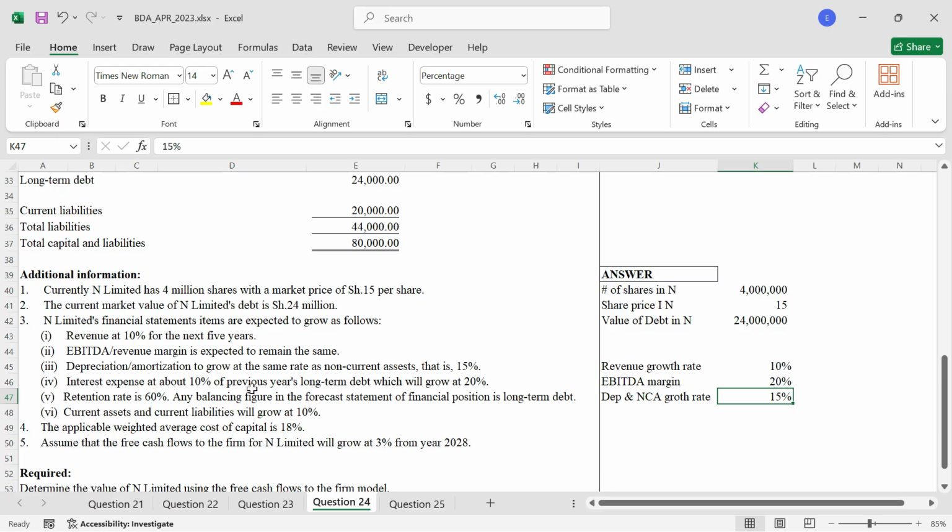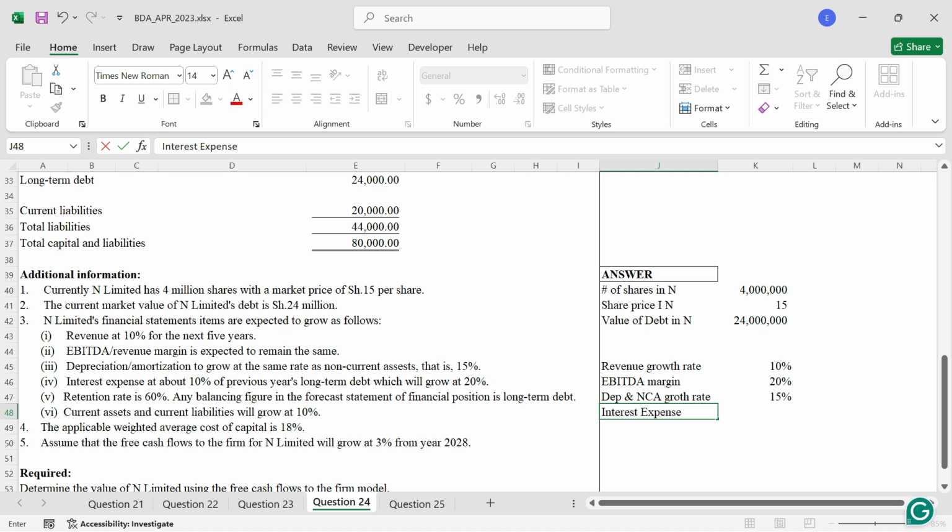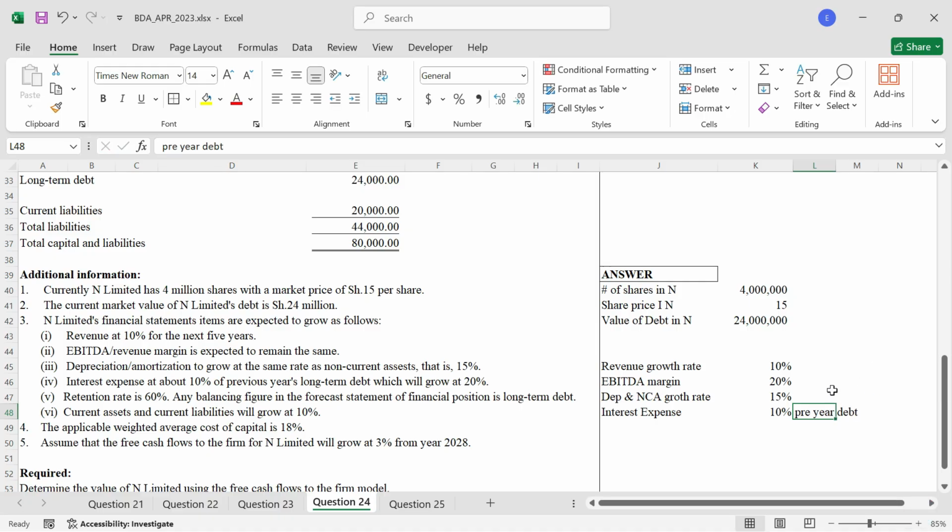Interest expense is about 10% of the previous year's long-term debt, which will grow at 20%. Interest expense is 10% of the previous year's debt. Here it's not necessarily clear whether it will be the interest growing at 20% or the debt growing at 20%, because in the next statement we are told that the retention rate is 60% and any balancing figure in the forecast statement of financial position is long-term debt. So I'll use the balancing figure to find my long-term debt.